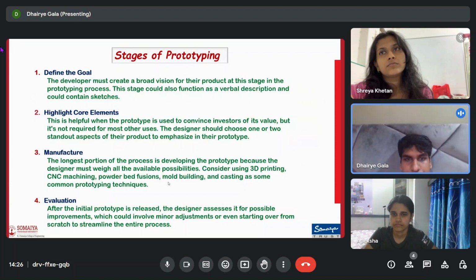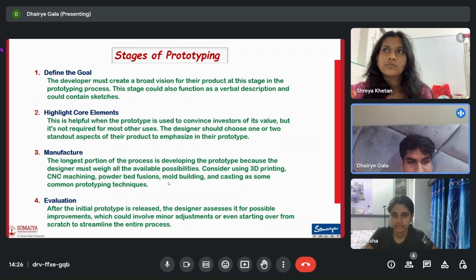The designer should choose one or two standout aspects of the product to emphasize in the prototype. Manufacture. The longest portion of the process is developing the prototype because the designer must weigh all the available possibilities and evaluate them. Consider using 3D printing or CNC machine, etc.